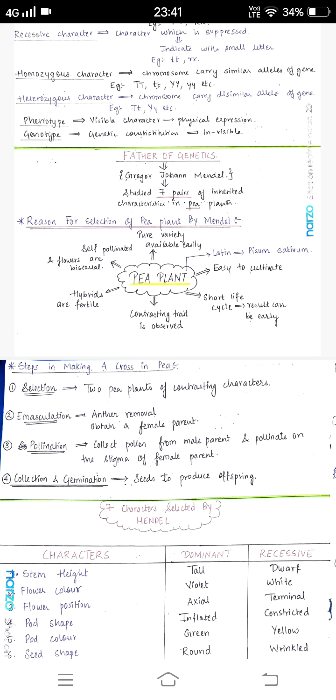Second, hybrids are fertile. Third, contrasting trait is observed. Fourth, short life cycle. Result can be early. Like उनका जो life cycle है वो बहुत कम है, like 3 months, 4 months, 5 months, तो उसमें हमें रिजल्ट काफ़ी जल्दी मिल सकता है. Fifth, easy to cultivate. Sixth, pure variety available easily. And the pea plant's Latin name is Pisum sativum.